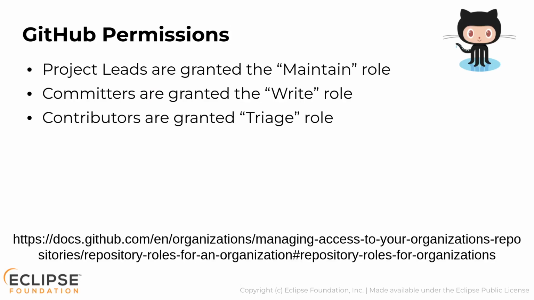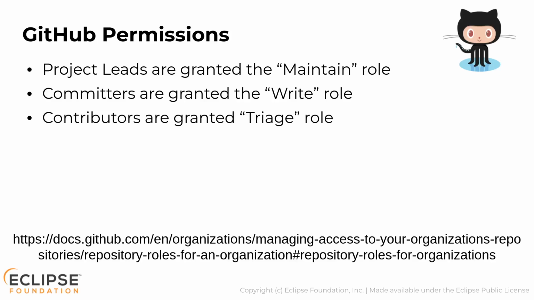3 teams are created for each GitHub group based on the corresponding project team's composition. All project leads are automatically added to the project leads team, which is granted the maintain role on their project's GitHub repositories. When an individual is elected into the role of project lead, they are automatically added to the project leads team. Likewise, when a project lead is retired, they are automatically removed from the team.